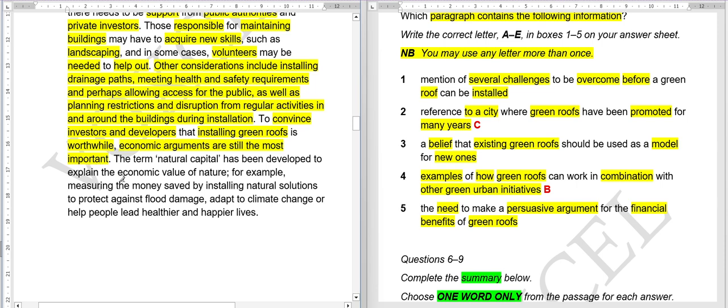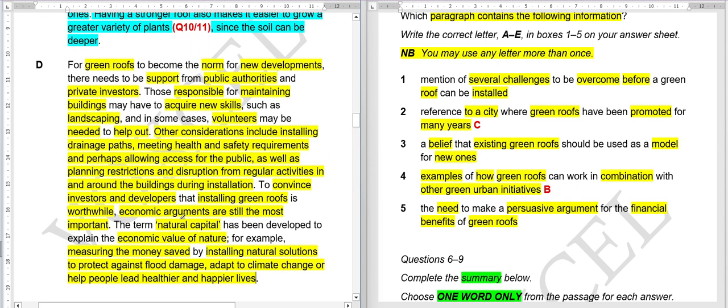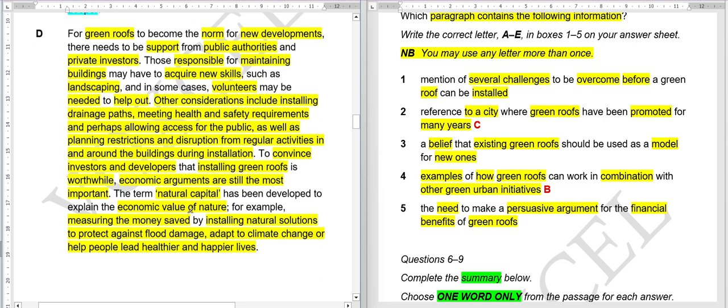The term natural capital has been developed to explain the economic value of nature. So that's why we have made a new term called natural capital, so that we can explain the economic value of nature. For example, measuring the money saved by installing natural solutions to protect against flood damage, adapt to climate change, or help people lead healthier and happier lives. So we are now measuring money saved against these things, installing natural solutions to protect against flood damage, climate change, and for healthier and happier lives. So we are trying to convince people to install these projects in their buildings.